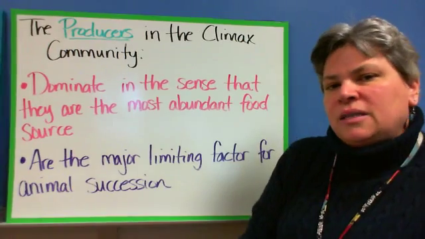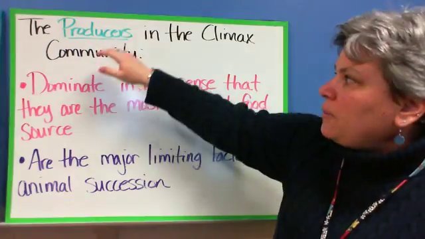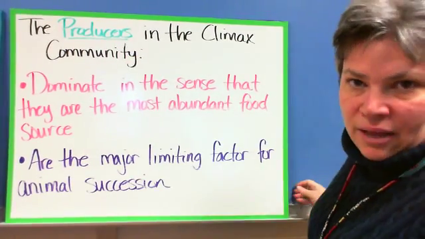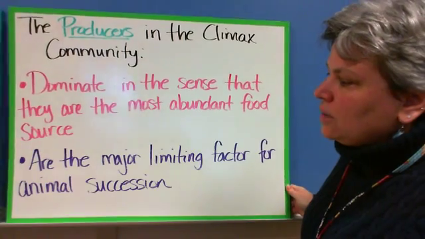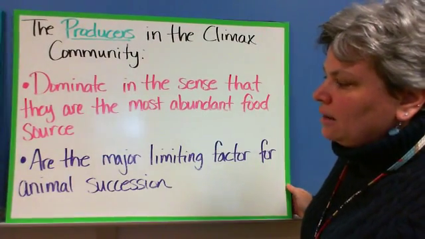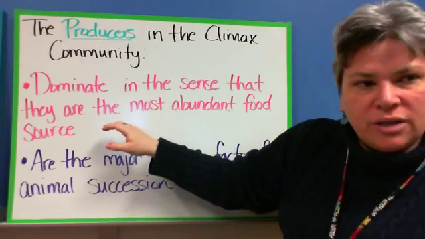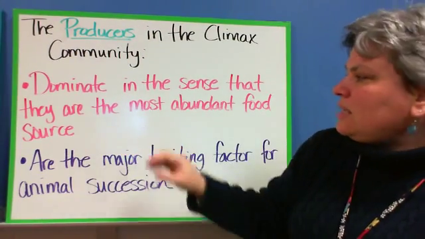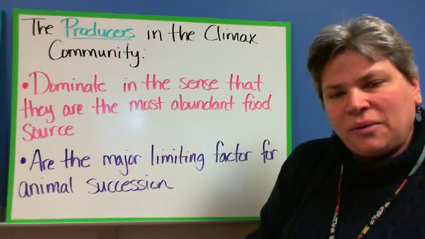When we talk about these climax communities, we need to look at the producers for a minute. Remember, your producers are the green plants and algae. So if we talk about the producers in the climax community, there's a couple things that we need to keep in mind. The first thing is that the producers are going to dominate in the sense that they're the most abundant food source. We never think about that.